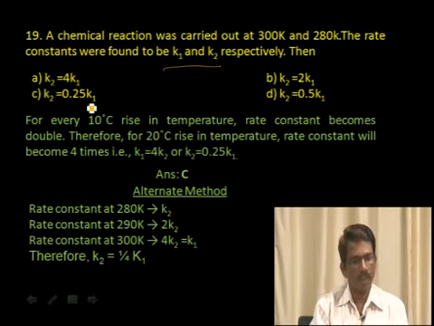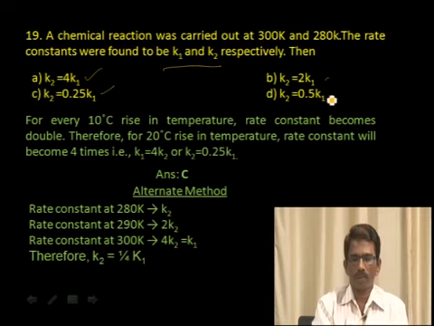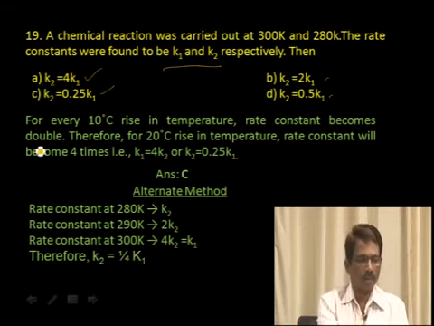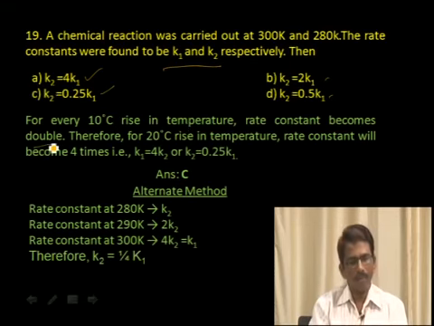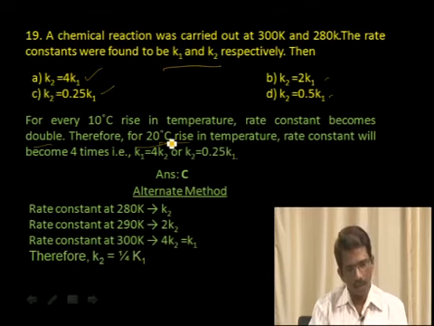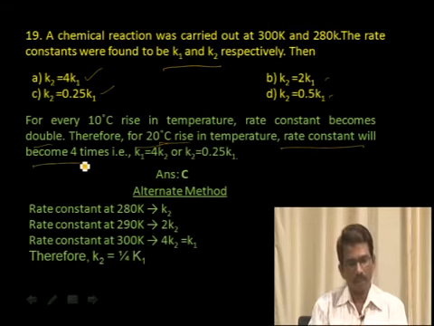The options given are K2 equals 4 K1, K2 equals 2 K1, K2 equals 0.25 K1, and K2 equals 0.5 K1. From the temperature coefficient concept, for every 10 degrees centigrade rise in temperature, the rate constant becomes double. Therefore, for a 20 degrees centigrade rise in temperature, because the difference between 280 and 300 Kelvin is just 20 degrees centigrade or 20 Kelvin, the rate constant will definitely become 4 times.